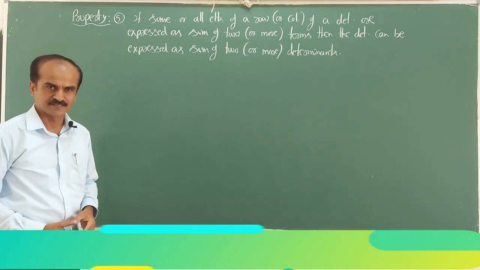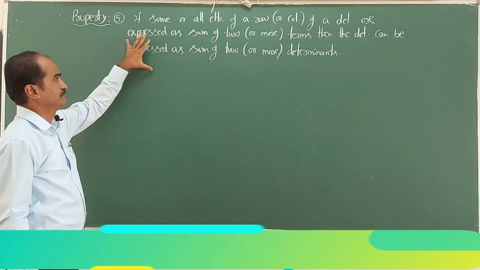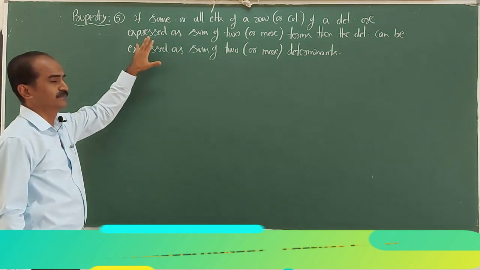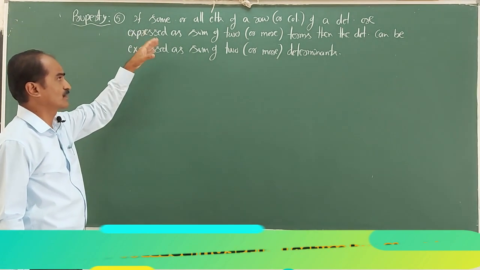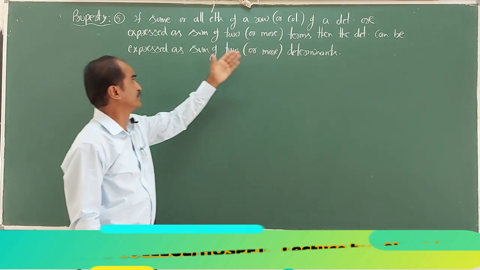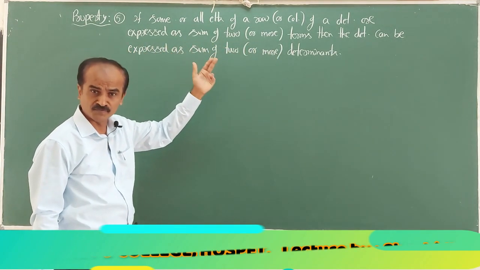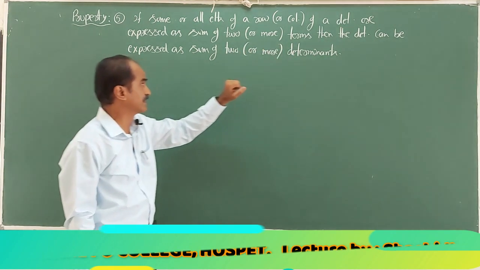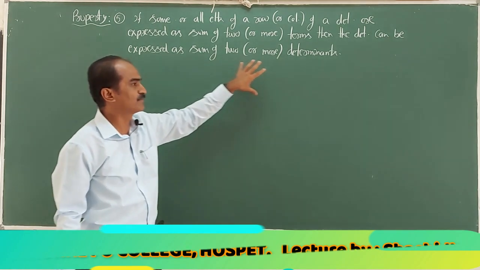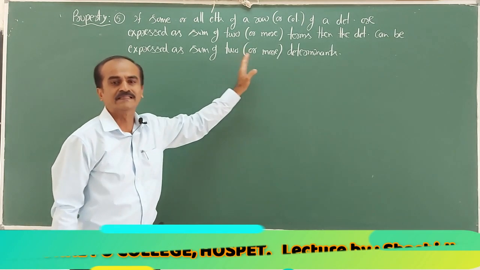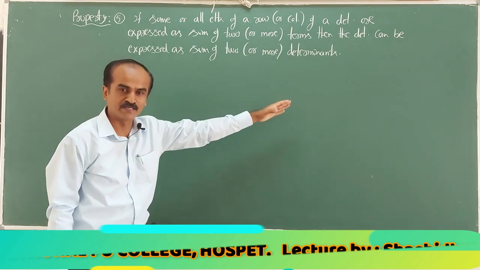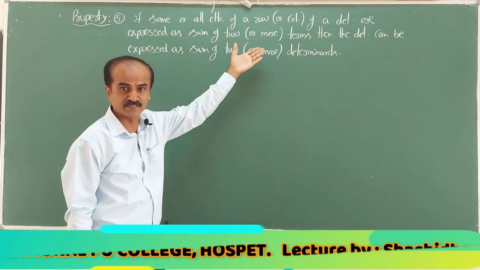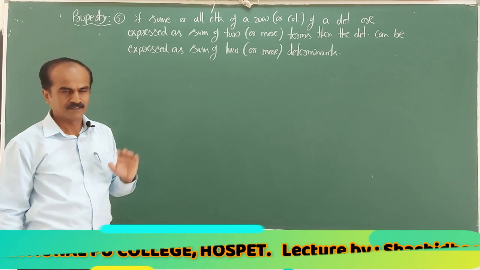Okay, property 6 says, if some or all elements of a row, need not be all the row elements, even one or two elements is also fine, if some or all elements of a row of a determinant are expressed as a sum of two or more terms, then that single determinant can be expressed as a sum of two determinants, or sum of three determinants, sum of four determinants, according as the elements are expressed as a sum of 2 or sum of 3, etc. Now let us prove this.